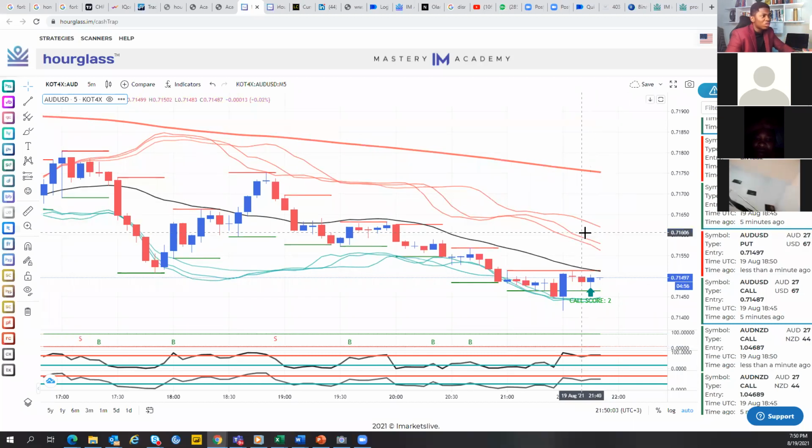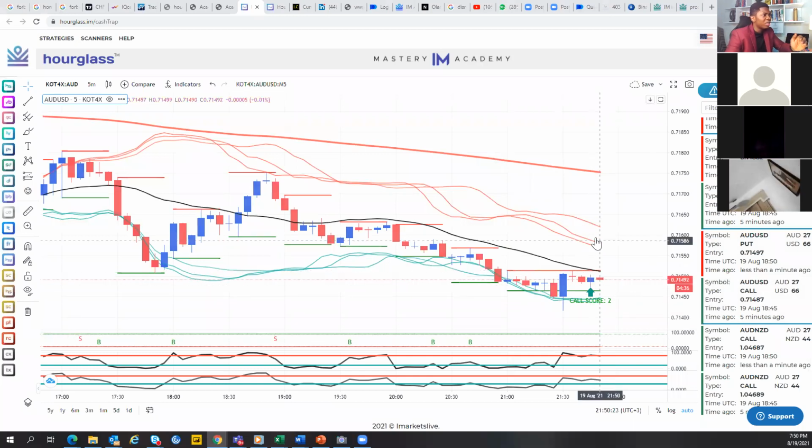So the first one is what? Your Bollinger Bands. You can write it out, depending on how you learned your English, but it's spelled Bollinger Bands. You understand? So the first one, when price goes up to the red Bollinger Band, Cash Trap sees it as one point.